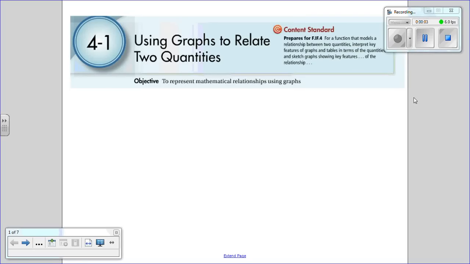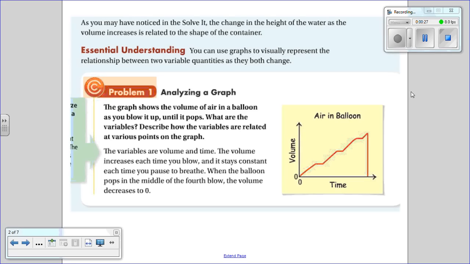Chapter 4, so this is dealing with a lot of graphs and equations, which we will get into. But to begin with, we're just going to be looking at graphs and what the graph is saying, being able to identify what the variables are, and being able to basically put into words what the graph means. Okay, so we're going to start with this one.